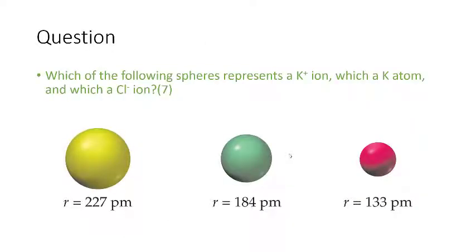So if I ask you the question, which of the following spheres represents the potassium cation, which is the potassium atom, and which one of these would be the chloride minus ion? I would pause the video and try to reason that through for yourself.